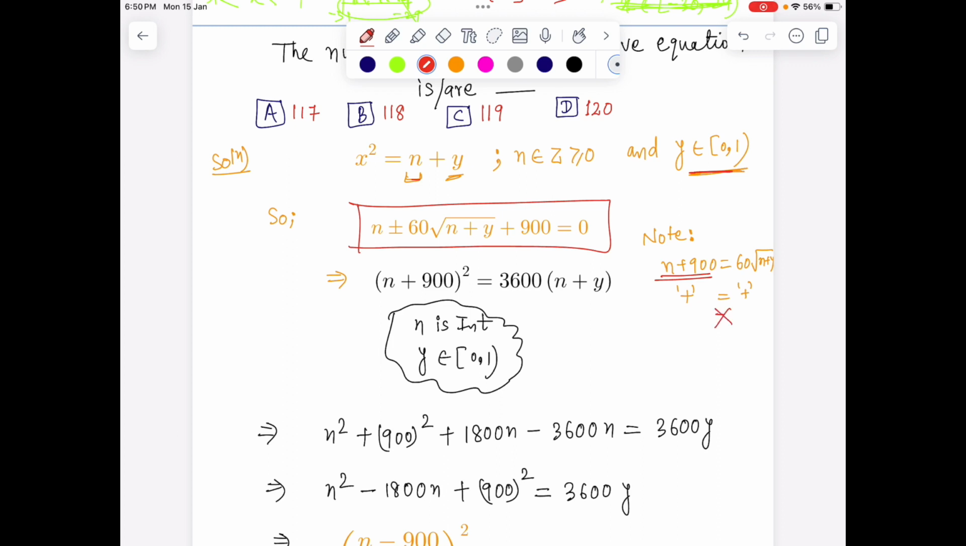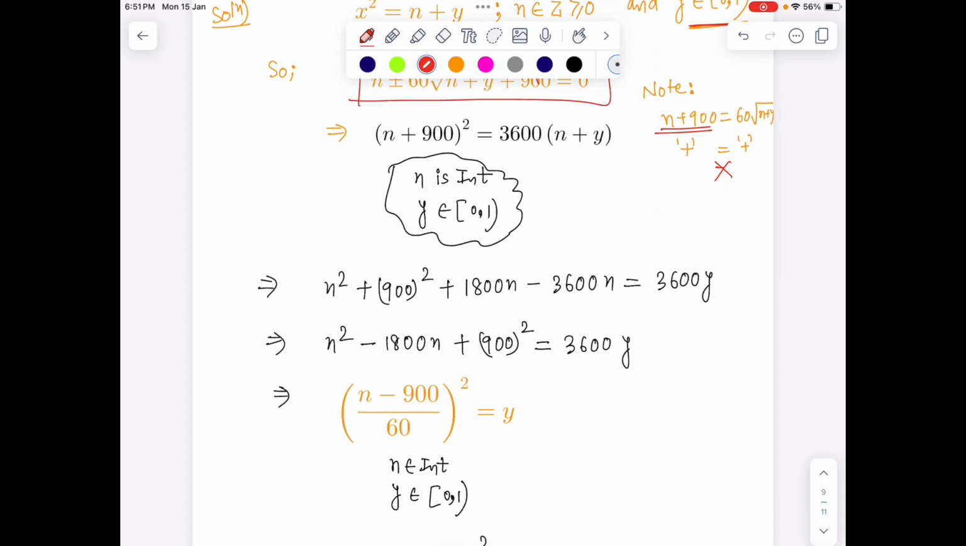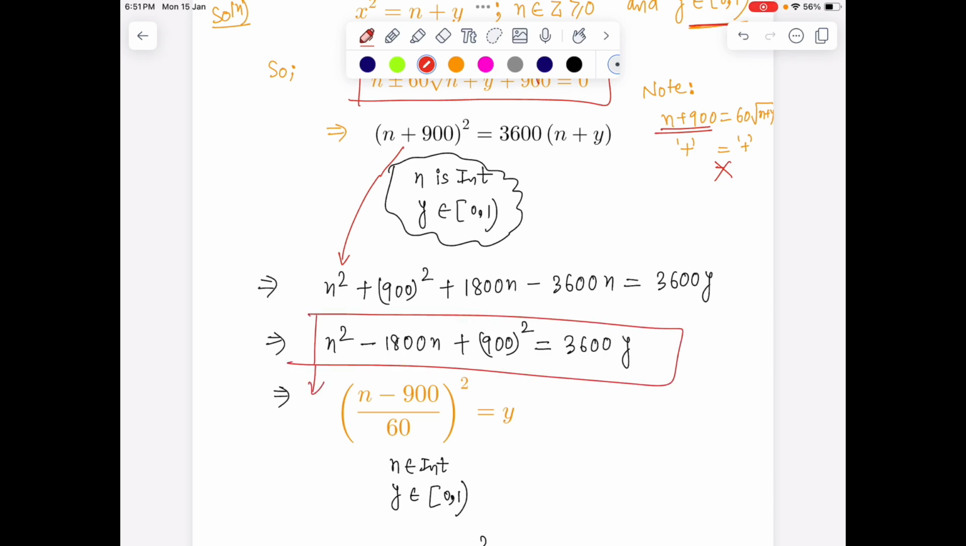Now it's nothing but simply square both sides. You club n and 900s, and plus 900 square is 3600 and plus y. Now this seems a quadratic equation in n, and now it looks good. n is an integer and y is a fraction from 0 to 1. Just plug those values. So this will evaluate to n square plus 900 square plus 1800n minus 3600n equals 3600y. That gives you a nice quadratic which evaluates to a perfect square, just (n minus 900) by 60 whole square is y.